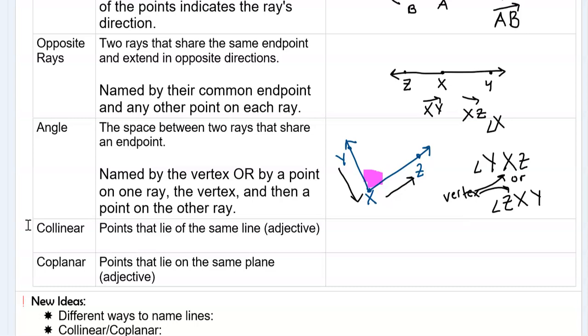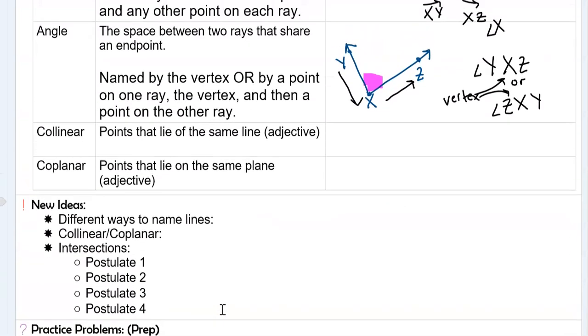Coplanar has that prefix co again, but then we see the word plane. So it's points that lie on the same plane. So if I ask you for a set of coplanar points, you're going to give me points that are all on the same plane.